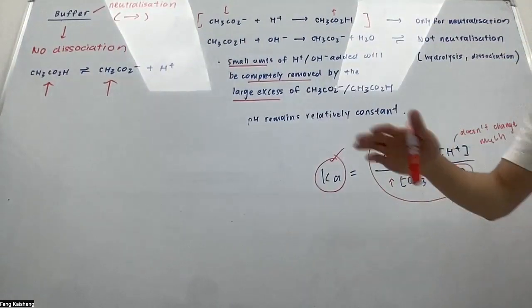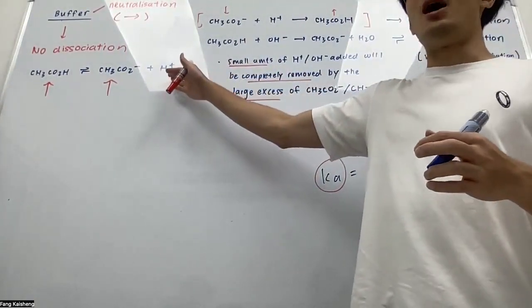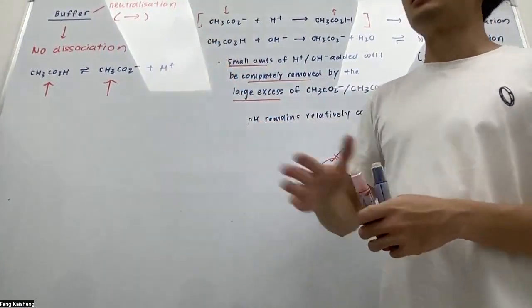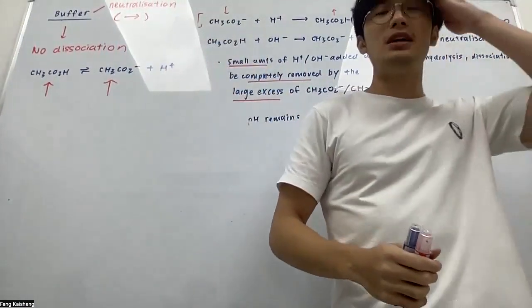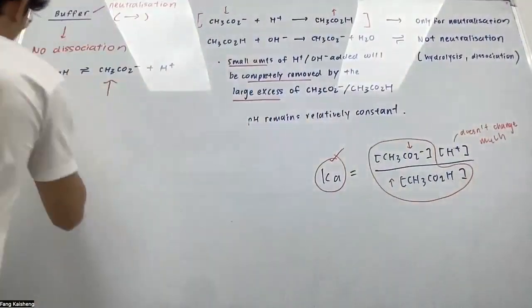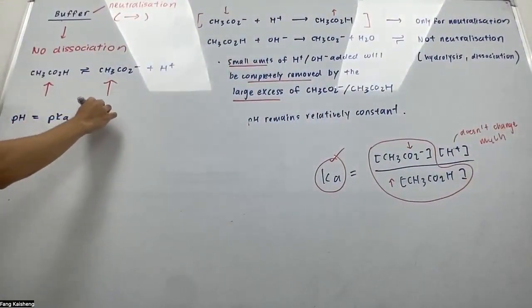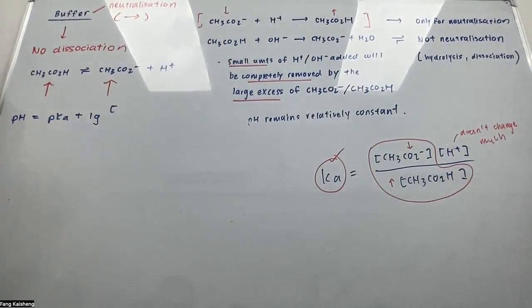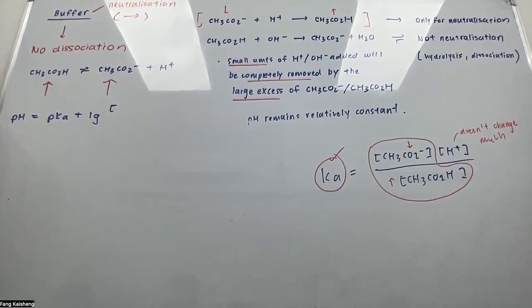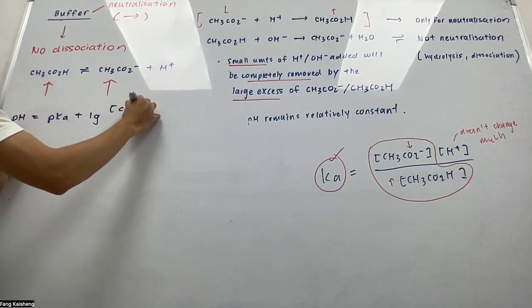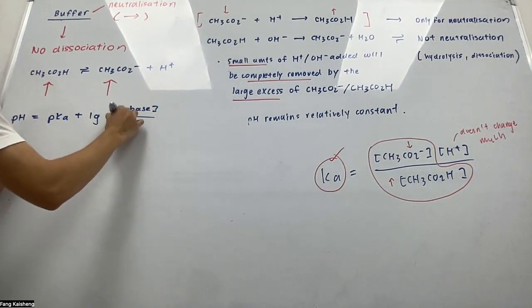Since there's no dissociation, our calculations are very easy, because it's just full arrow calculations. Now you have to memorize this Henderson equation: pH equals pKa plus log. Take note, guys, look at the board. It's best to memorize this equation because you can just sub in values. The ratio is always conjugate base over acid. Take note.